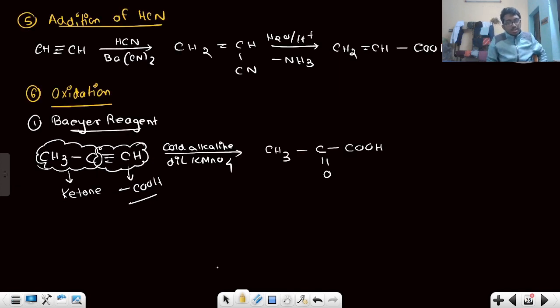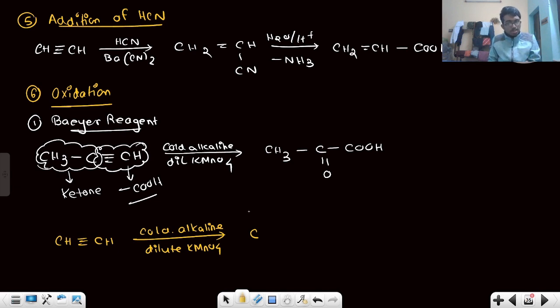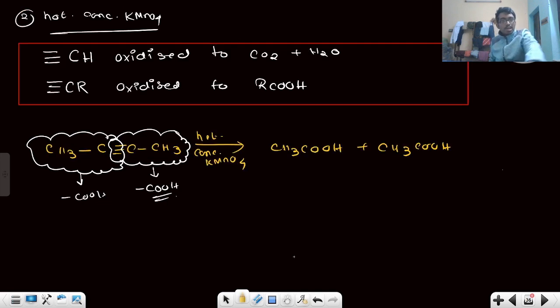Let us take another reaction because I don't think you have understood. Suppose I have acetylene and I am using cold alkaline dilute KMnO4. What is going to be formed? This part is getting oxidized to a carboxylic acid, and this part is also getting oxidized to a carboxylic acid, so it will be oxalic acid. Clear? Simple. Here it is the opposite; you have to remember which case what is getting oxidized.